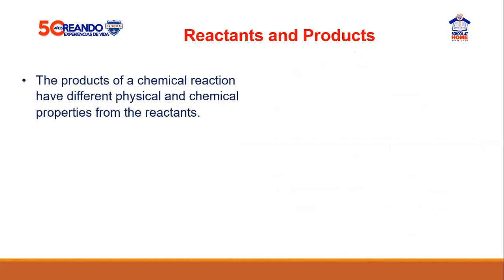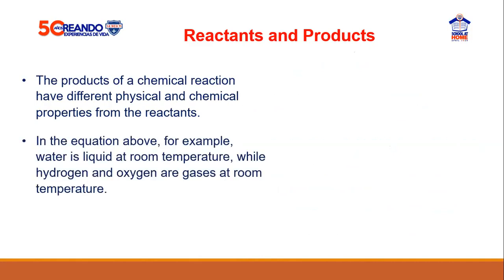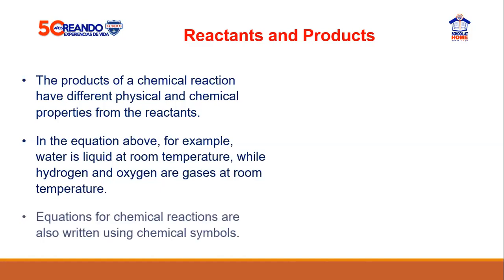Okay, then we have that the products of a chemical reaction have different physical and chemical properties from the reactants, okay? Both physical and chemical properties are different. They are not the same. So in the equation that we saw for water, right? Water is liquid at room temperature, but hydrogen and oxygen are not liquid. They are gases when they are at room temperature. That means the normal temperature, not high, not low.